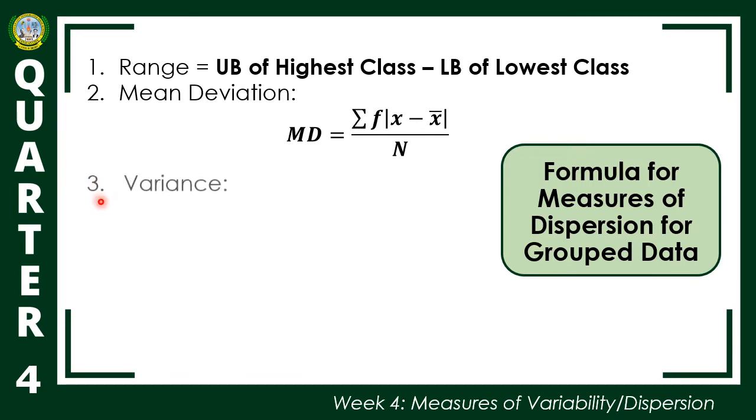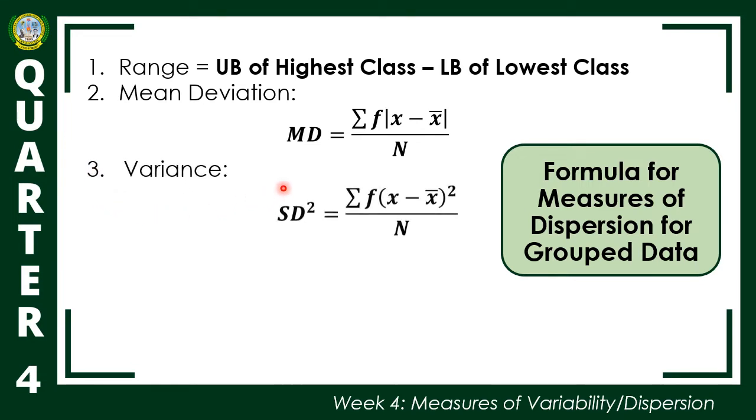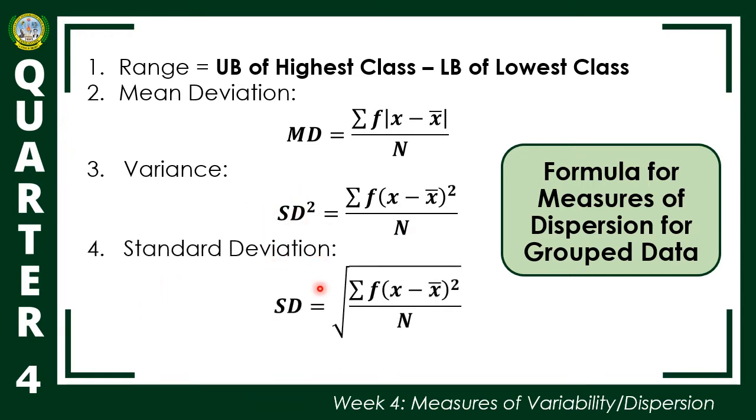Next is the variance. So, ganun din, nagkaroon lang din ng F dun sa unahan ng parentheses. Okay? So, imumultiply lang din natin sa frequency yung makukuha nating deviation squared. And then, divide it by N. And then last is standard deviation, which is the square root of the variance. So, ganun lang din, i-square root lang natin yung makukuha natin sa variance.